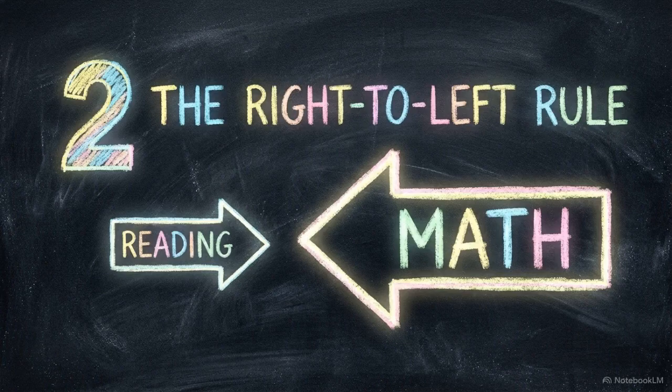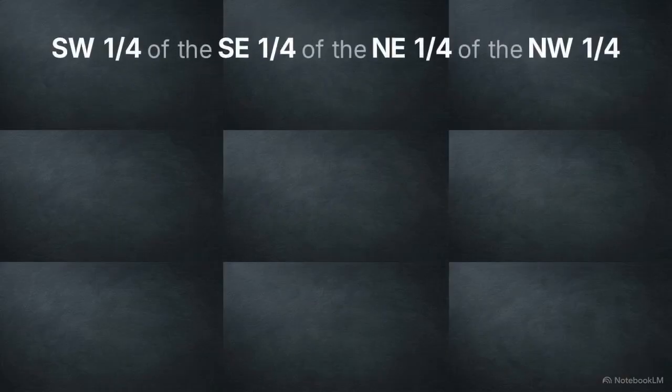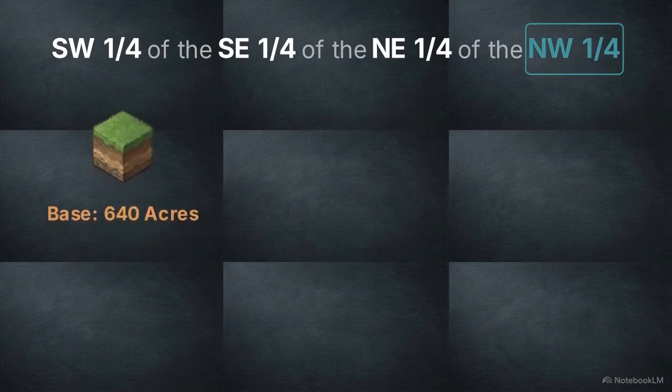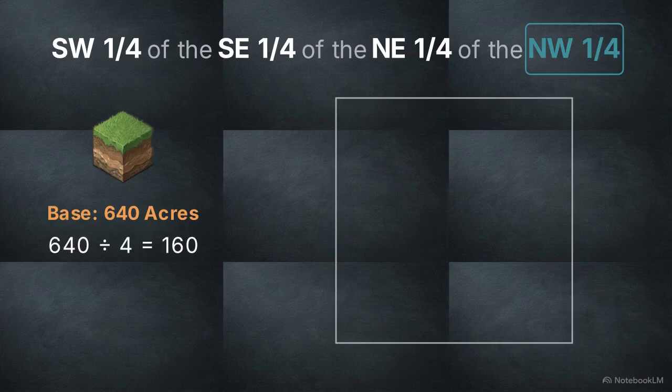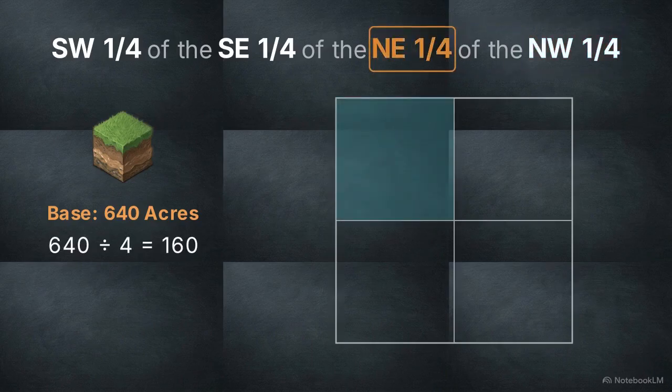Rule 2. While we read English left to right, we calculate land right to left. Let's practice this rule with a straight-line multi-fraction problem. Here is our text string. Notice the direction we are moving. We are going to start on the far right and work our way backward. We isolate the last fractional command on the right, the northwest quarter. Take your base unit of 640 acres and divide it by the denominator, 4. That leaves us with 160.